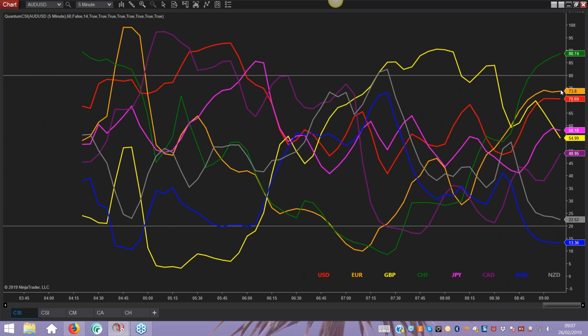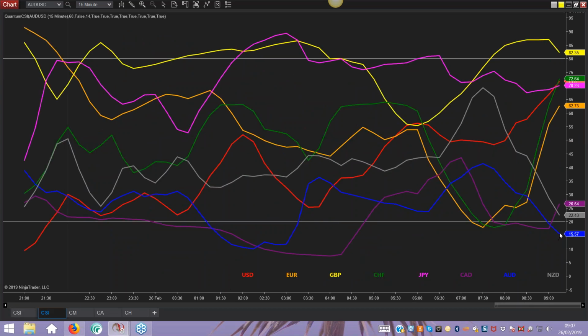The euro is continuing, but it's starting to flatten off a bit. Nothing to say it won't continue higher, deep into overbought, but as you can see here, the Aussie is starting to run out of a little bit of momentum in terms of downward momentum. On the 15, similar sort of picture.